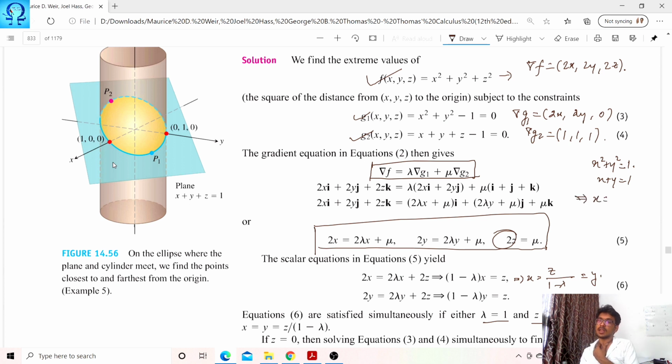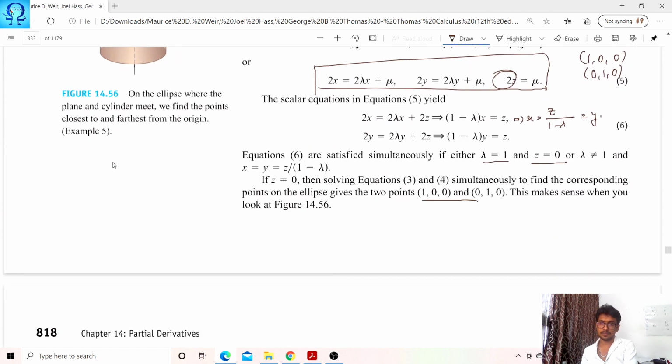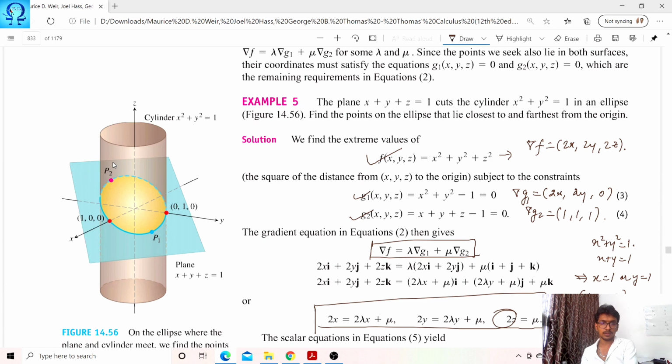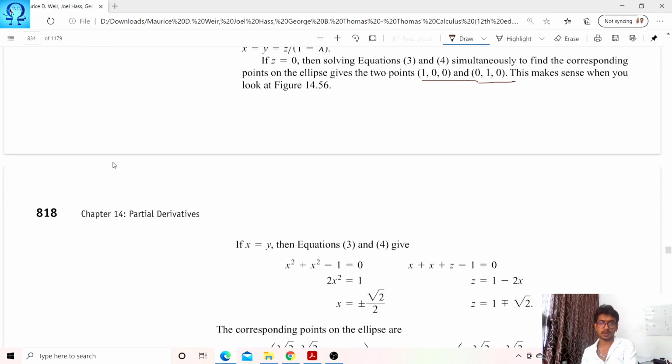This forces either x to be equal to 1 or y to be equal to 1. So if x is 1, you are going to get 1 0 0. If y is 1, you will get 0 1 0. So 1 0 0 and 0 1 0, these two are the possibilities.